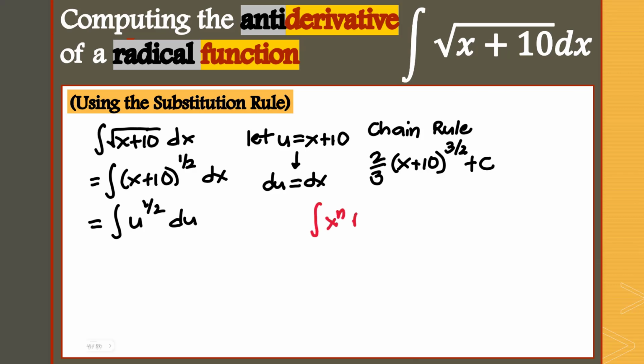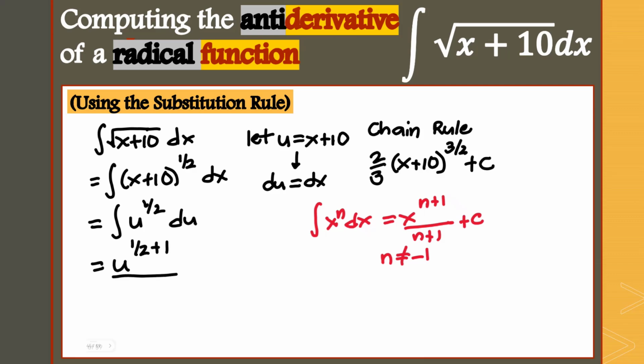Now, we can see that our form is already in the form x to the power of n dx, but of course we are using u. This is the power rule for antidifferentiation of powers: it is equivalent to x to the power of n + 1 over n + 1, plus c, where n is not equal to -1. Since our exponent here is 1/2, obviously this will be used. So you will have u to the power of 1/2 + 1 over 1/2 + 1, plus c, which gives us u to the power of 3/2 over 3/2, plus c.